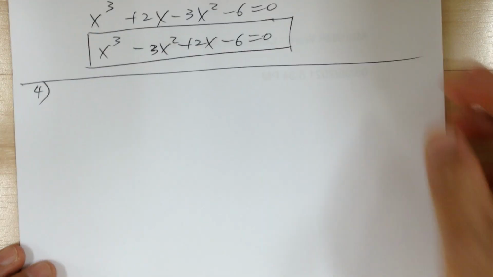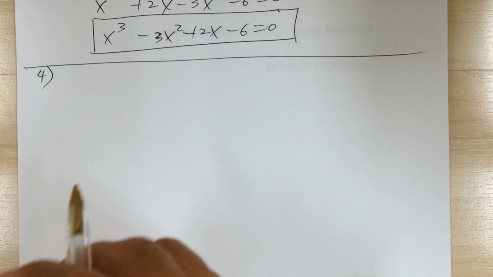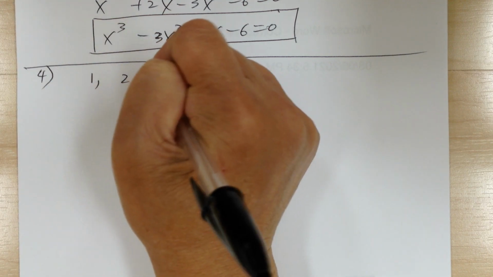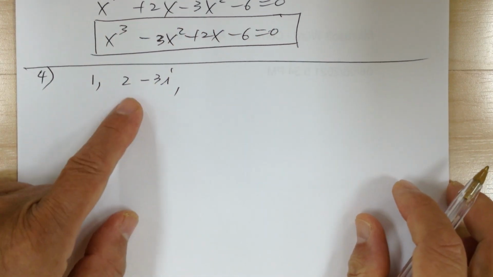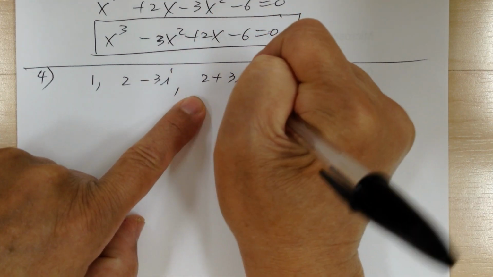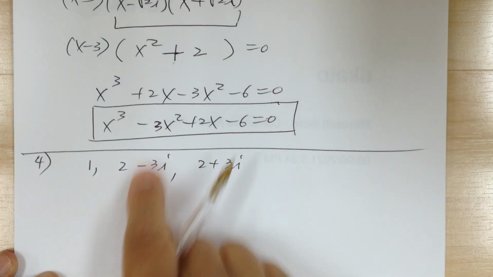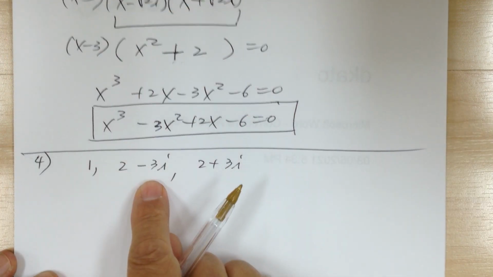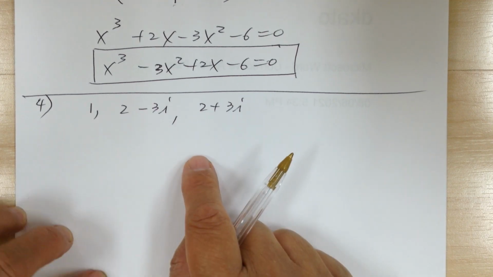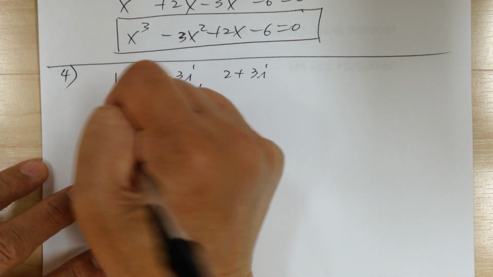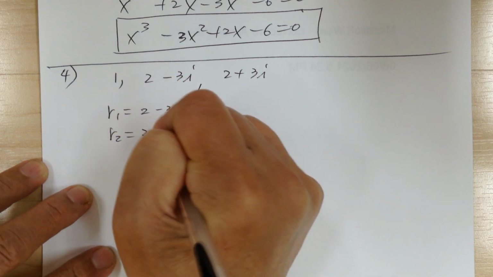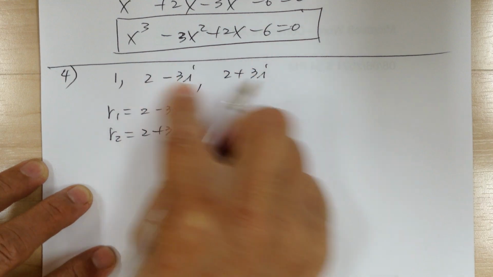Okay, number 4, you have the 1 and you have the 2 minus 3i. So right away, your third answer would be 2 plus 3i. Now this, you don't want to do this method because it's going to get messy. So what you want to use is a root equation. So you let r1 equal to 2 minus 3i, r2 equal to 2 plus 3i. So just focus on this part over here.